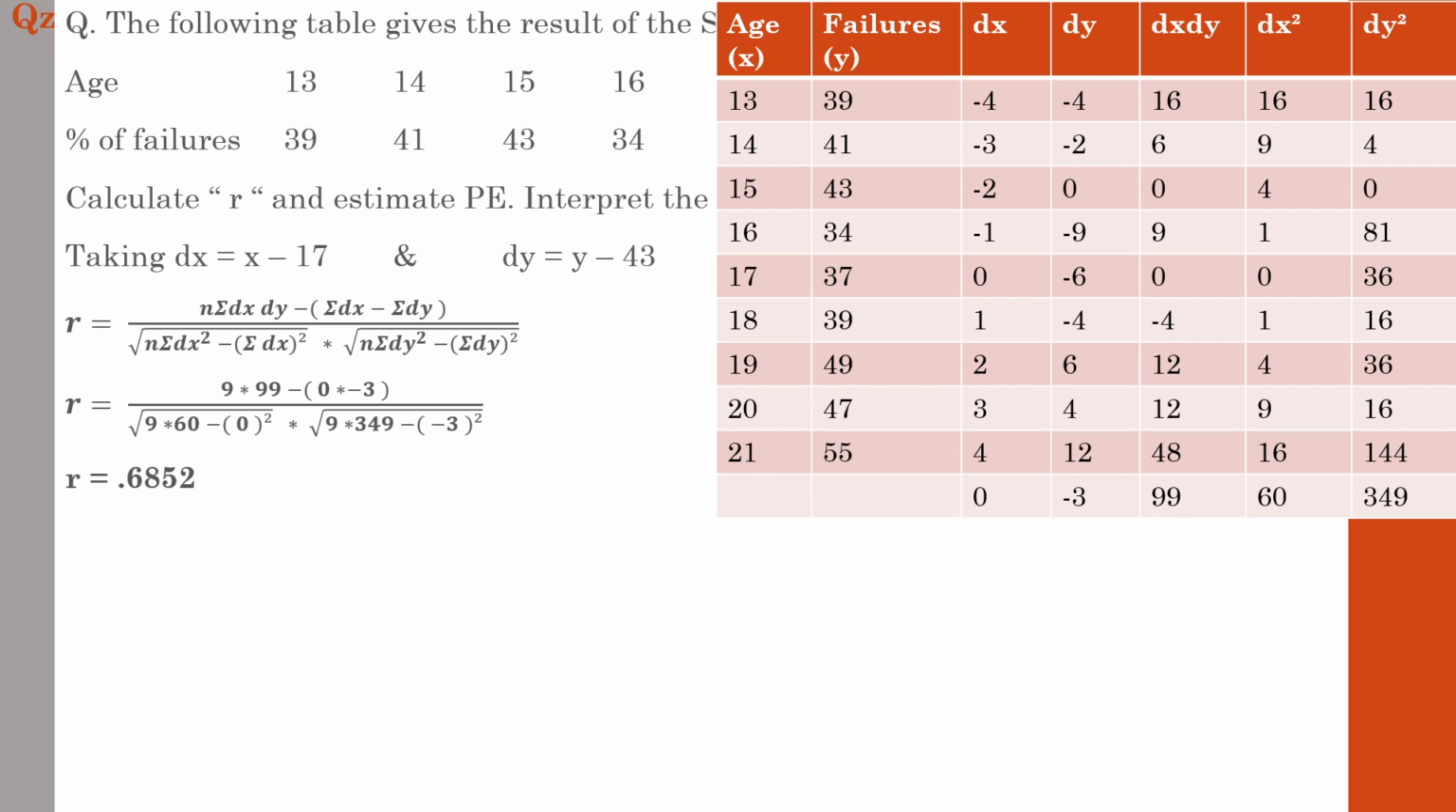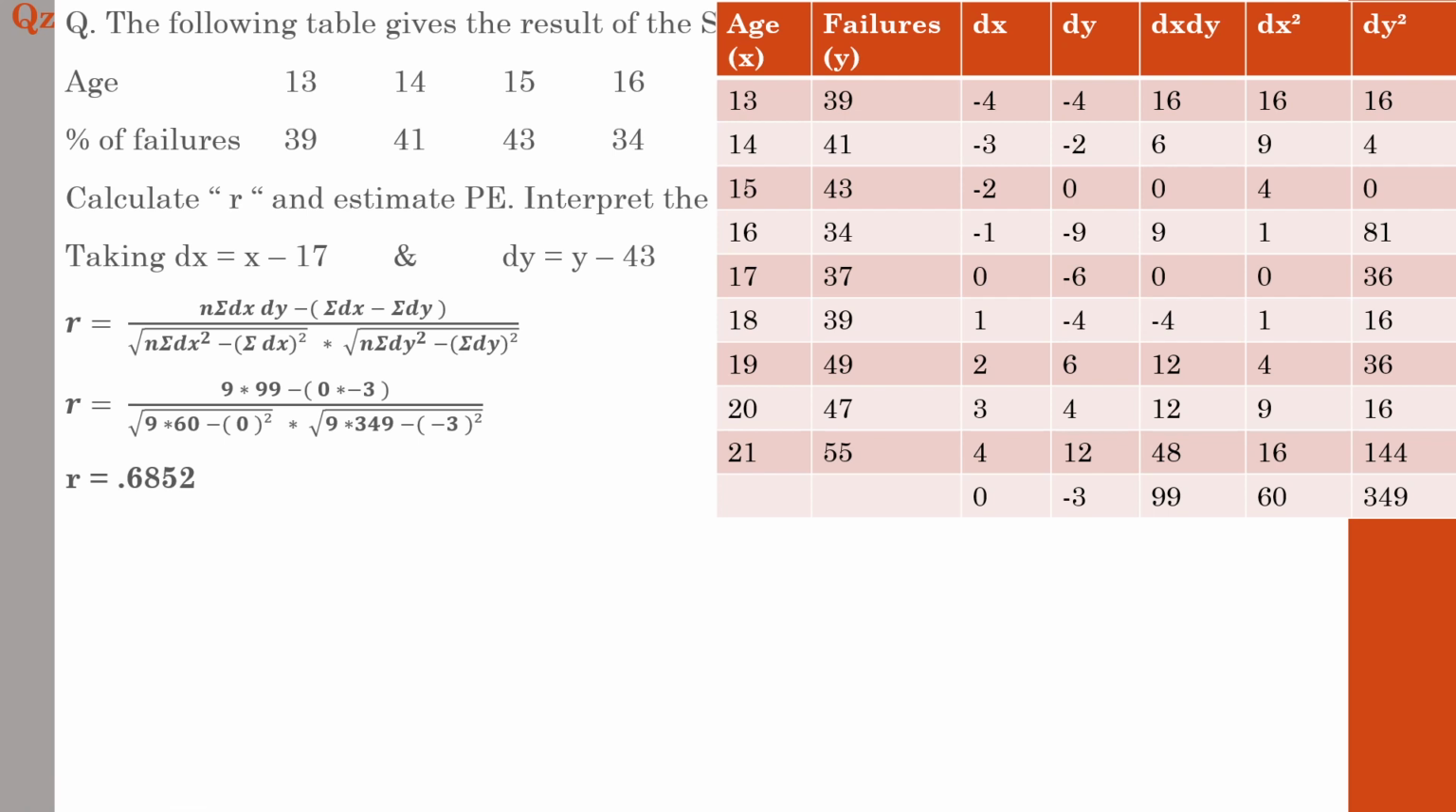So once you found the value of r, you can interpret the details. In the question you are asked to find whether there exists any relationship between failure and age. So here you got plus 0.6852, which you have to interpret accordingly. There is a positive correlation.